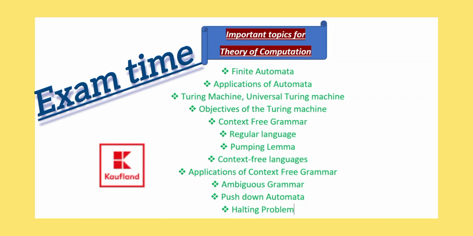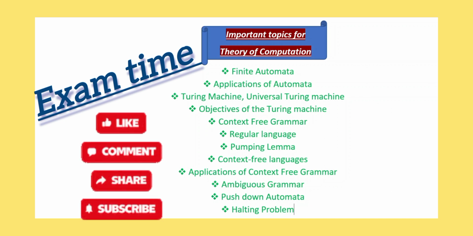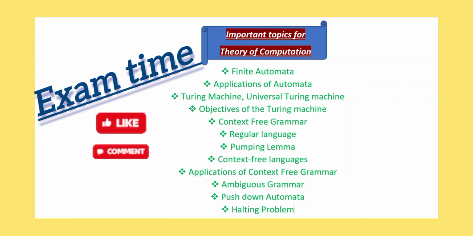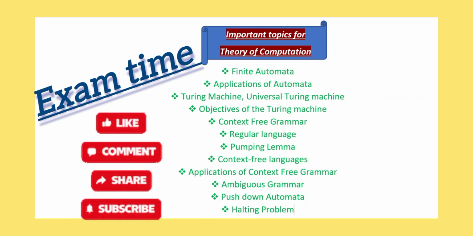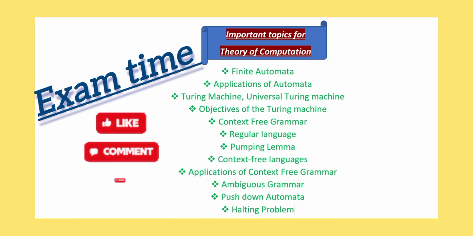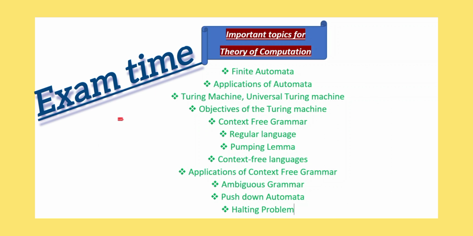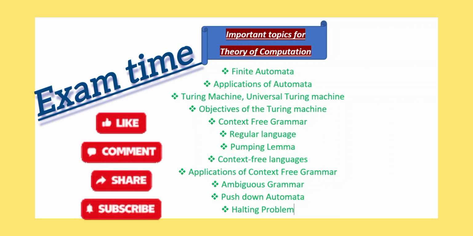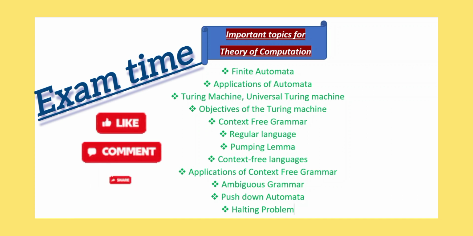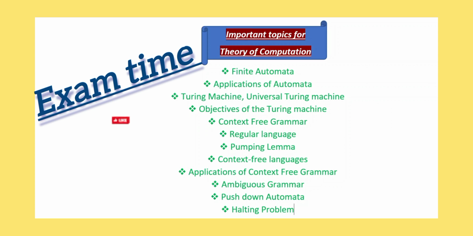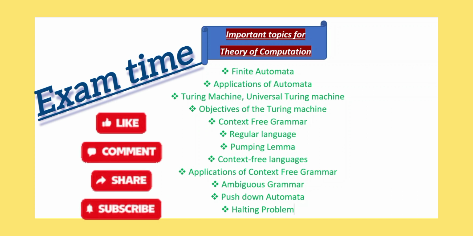Suppose related to Turing machine, because that is a very, very important topic. Suppose your question is: design a Turing machine that accepts the collection of all strings with an even number of A's and an even number of B's over the alphabet sigma equals A and B. It means that a string which we construct is a combination of only A and B. Now we have to first design all the strings related to A and B which contain an even number of A's and an even number of B's only. These two are the criteria.